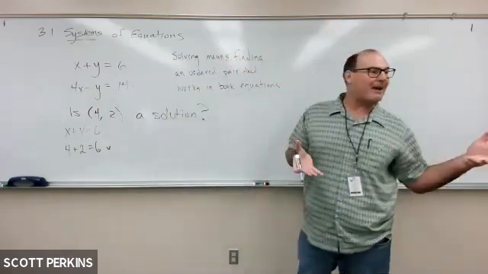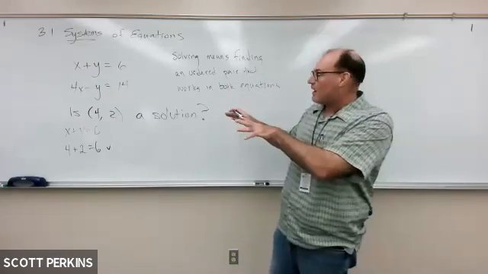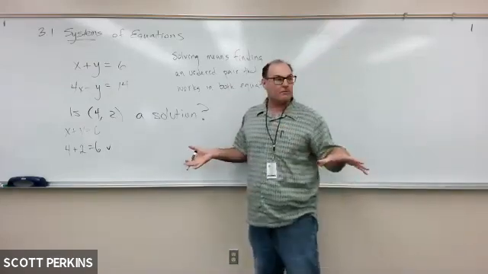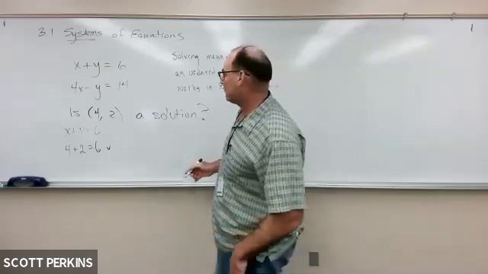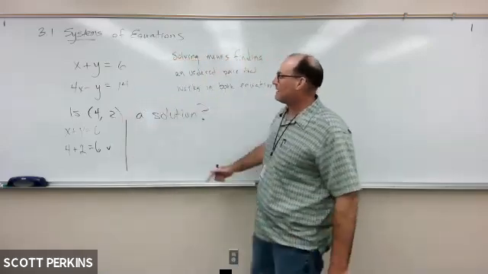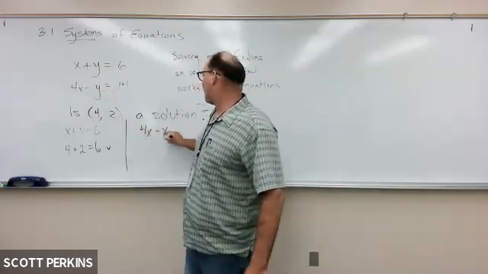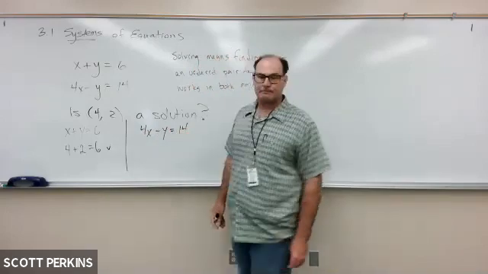But I can't stop there. I have to check both equations. It doesn't matter if it only solves one. It has to be a solution for both. So I'm just going to draw a little bar so that I can keep these two things divided. And so the next equation is 4x minus y is equal to 14.